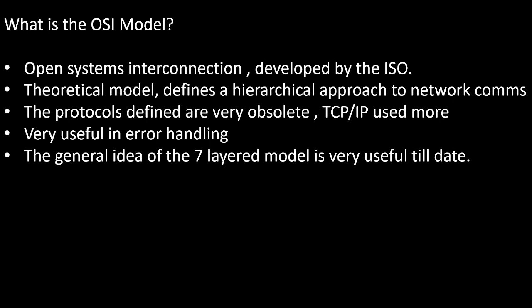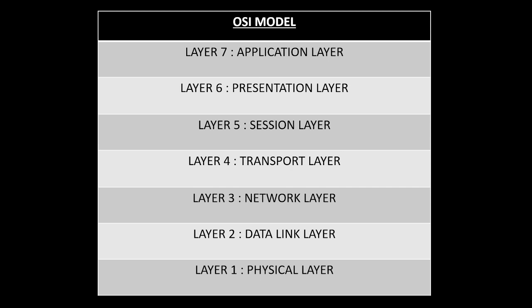But apart from the fact that the OSI model is very useful, another advantage of the OSI model is that it is very useful in error handling. I will give you an example. Suppose there is an organization which has some fault in the network, and you are the person they have appointed to troubleshoot the network. One thing you could do to make your task much easier is to use the OSI model and go layer by layer, troubleshooting every layer, which would make your job easier.